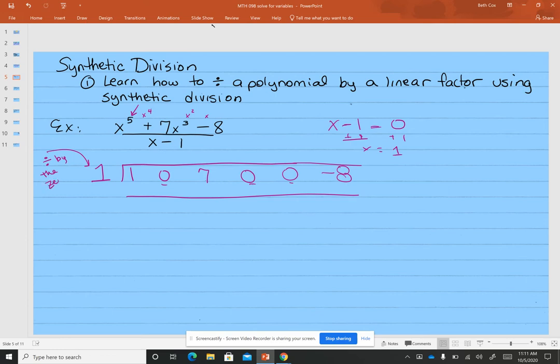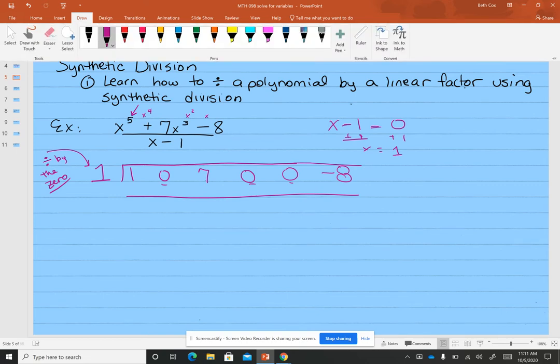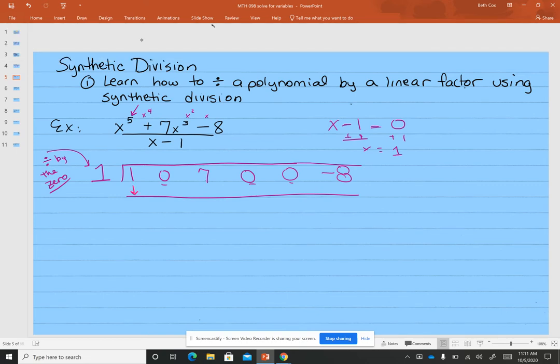The 0 of the factor. Okay, now synthetic division is not hard. It's pretty straightforward. The first thing we do is we bring down that first number. So bring down the lead number. Bring down your lead number. That's your lead coefficient.